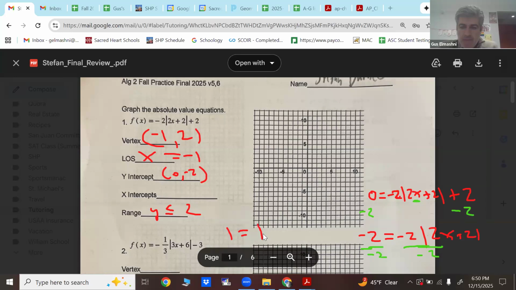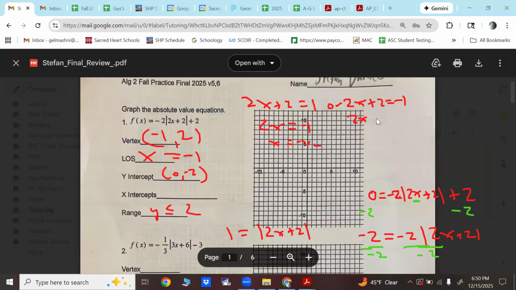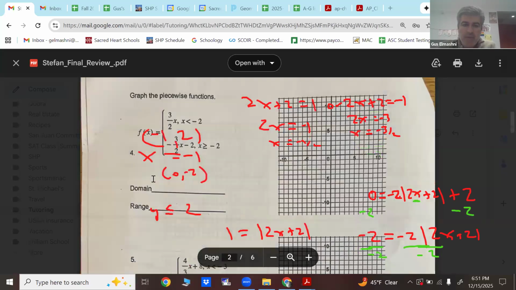So 1 equals the absolute value of 2x plus 2. Then 2x plus 2 should equal 1, of course, or it could equal -1, because the absolute value of -1 is still 1. So then you just solve in each case. -1/2, or here, -3/2. And those are your two answers. So just, if that's asked. Okay, that's good. I feel so much better now about that.